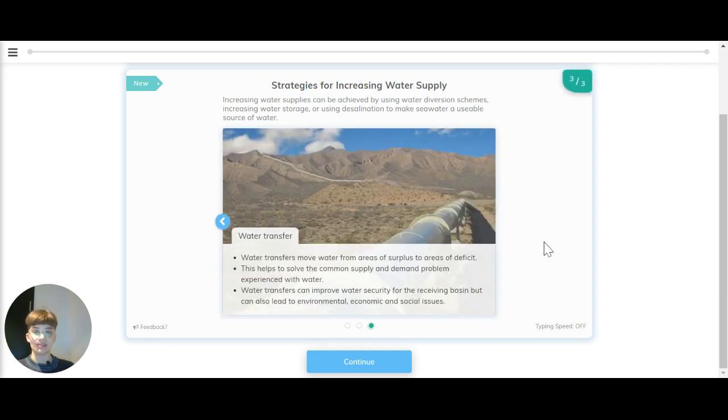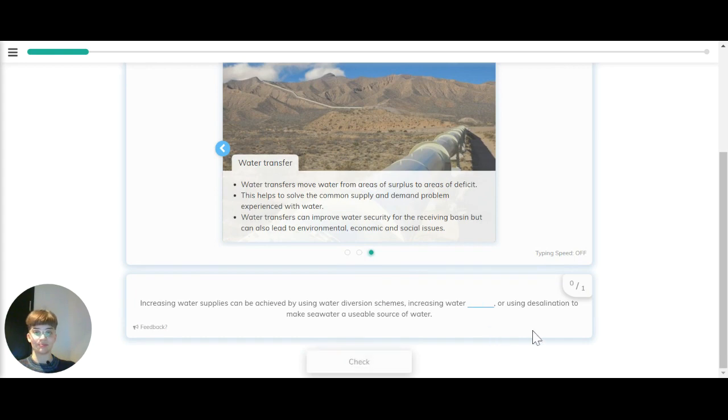Water transfer. Water transfers move water from areas of surplus to areas of deficit. This helps solve the common supply and demand problem experienced with water. Water transfers can also improve water security for the receiving basin, but can lead to environmental, economic, and social issues.